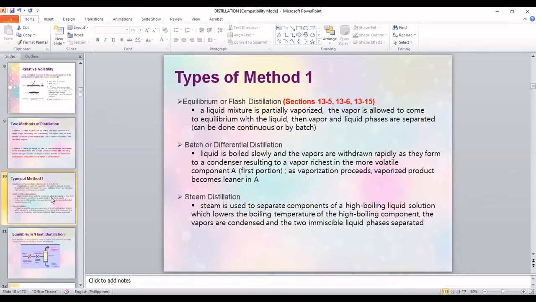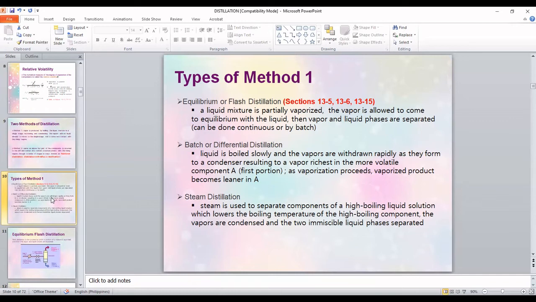Under method 1, there are 3 types. We have equilibrium or flash distillation, which you can read further in section 13-5, 13-6, and 13-15 of your handbook. In here, your liquid mixture is partially vaporized, so not all is turned into vapor. The vapor is allowed to come to equilibrium with the liquid. Then vapor and liquid phases are separated. Now this can be done either continuous or by batch. So this is equilibrium or flash distillation, partial vaporization of the liquid mixture. This liquid mixture, by the way, is your feed.